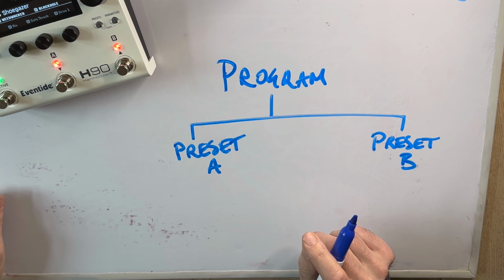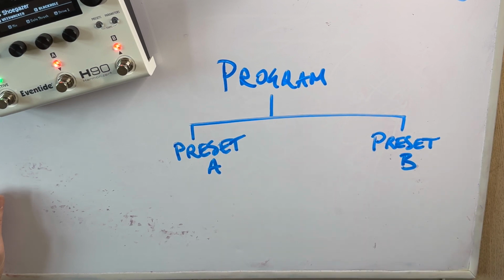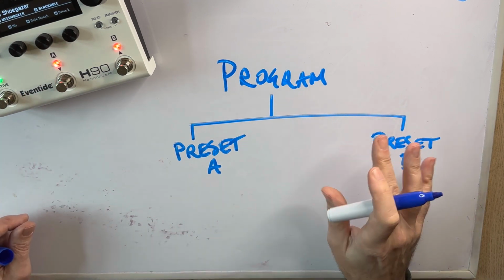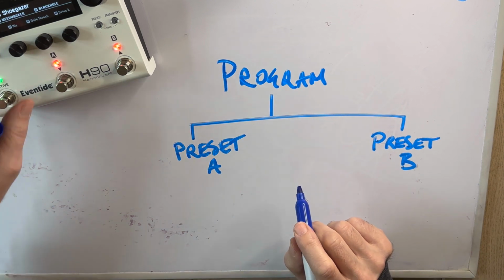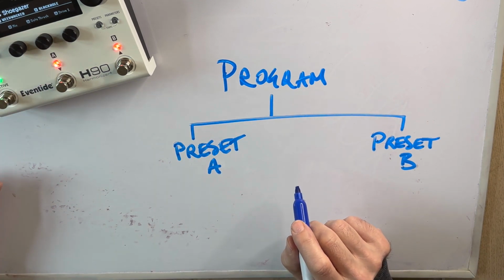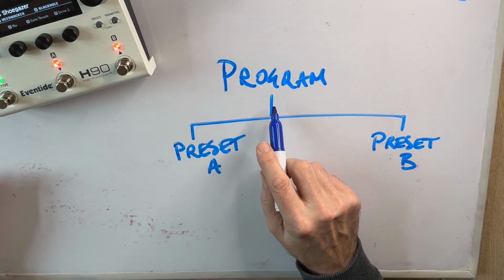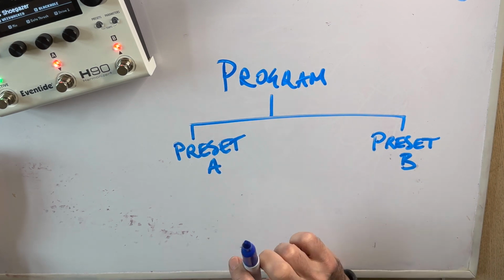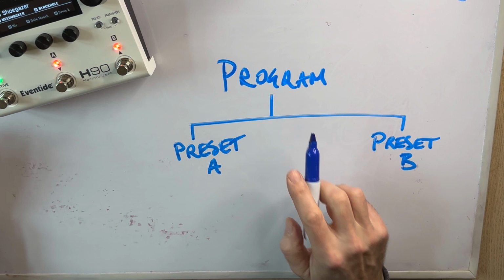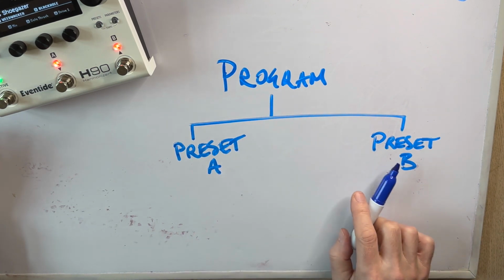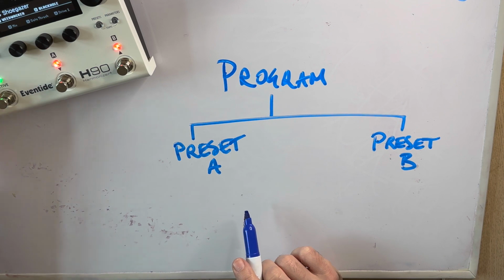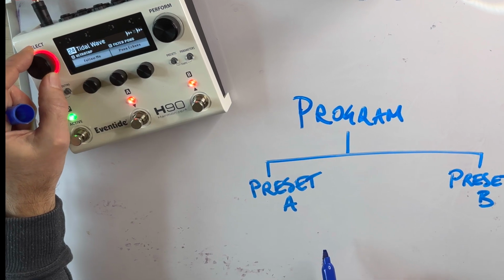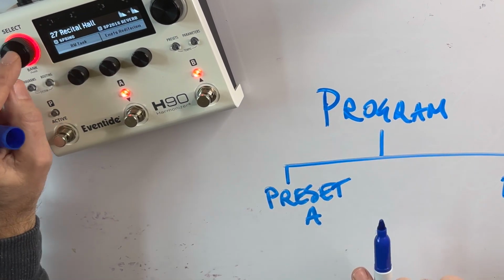Now, you can give them names. And you probably will give them names, although it's a pain to do it on the box itself. But they do have names, just like programs have names. This program's called Shoegazer. So that's part one. A program contains two presets. So you have to get that language correct. A program contains two presets. And when we're scrolling using the select key, we will scroll through programs.